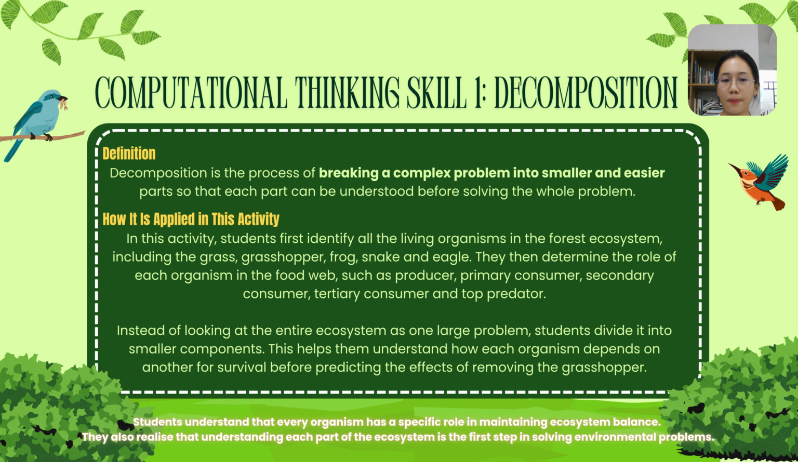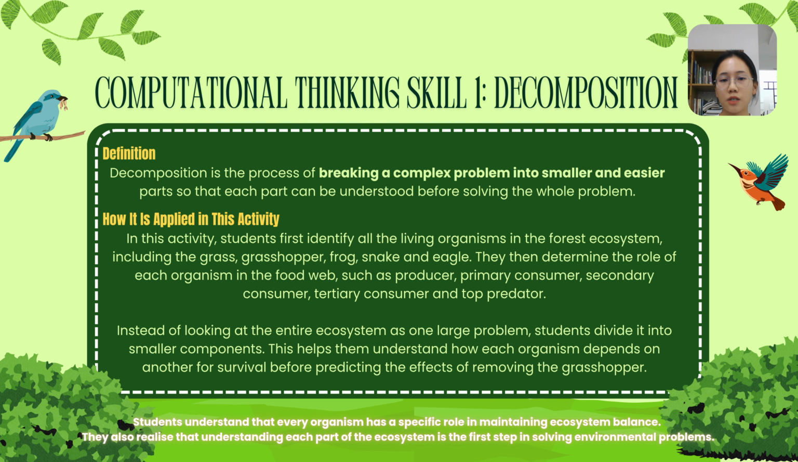So now I will explain the 5 computational thinking skills. The first computational thinking skill that I use is decomposition. Decomposition means breaking a complex problem into smaller and easier parts. In this activity, the students do not analyze the whole ecosystem immediately. Instead, they first identify each organism individually.